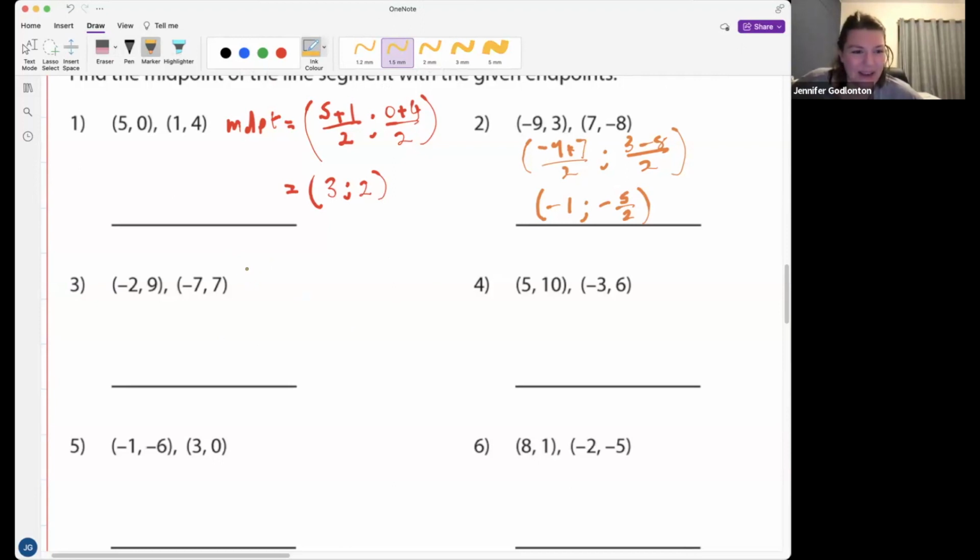Pop this in. So we're going to have -2 minus 7 over 2 and 9 plus 7 over 2, which is going to be -9 over 2. So we're going to leave it as -9 over 2. And then we're going to have 16 over 2, which is 8.